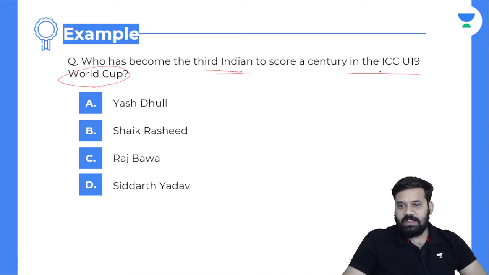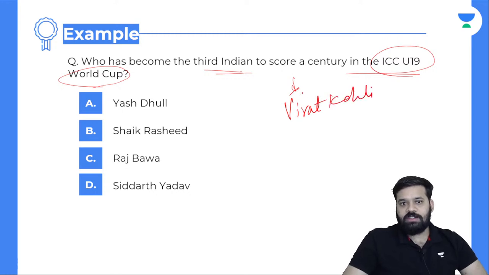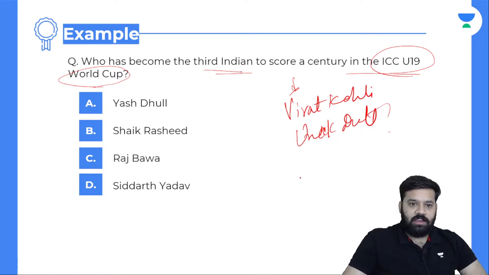Third Indian to secure a century at the ICC Under-19 World Cup. Let me tell you the others. Virat Kohli is one. He was the one who secured a century in the ICC Under-19 World Cup. After that, it is Unmukt Chand. Now, who is it? Let me give you a hint. He is the captain of the Under-19 Indian cricket team. Is it Yash Dhull, Sheikh Rashid, Raj Bawa or Siddharth Yadav? Who is it? Third Indian to score a century in the ICC Under-19 World Cup.